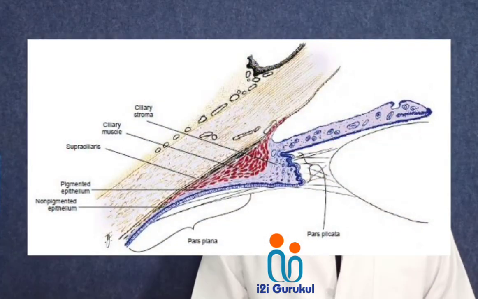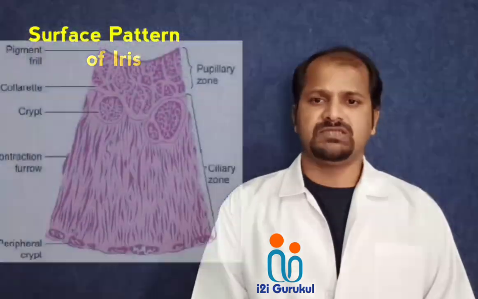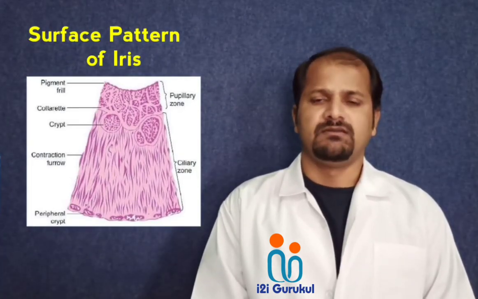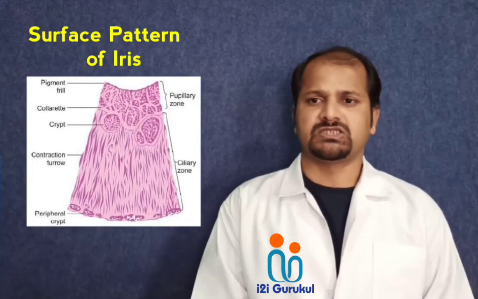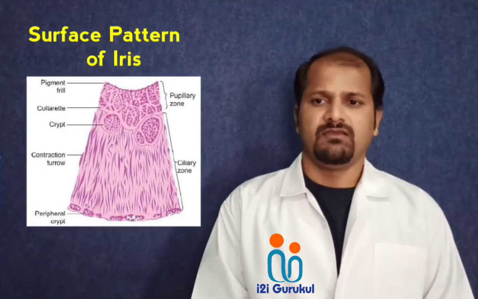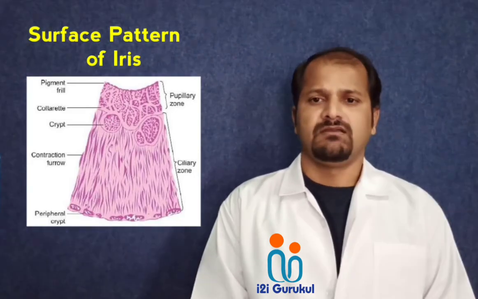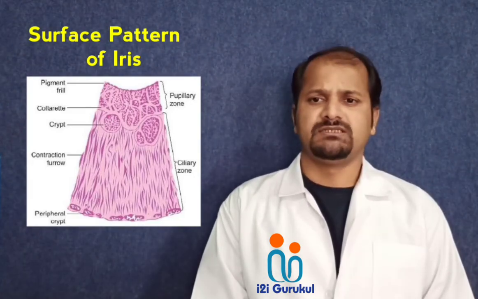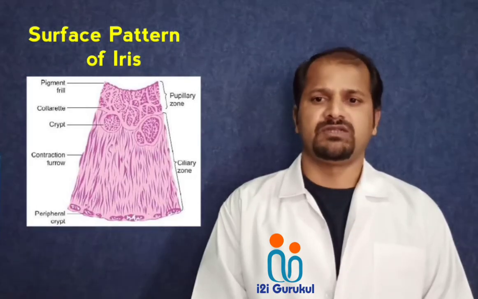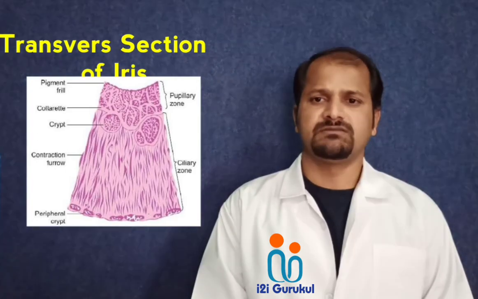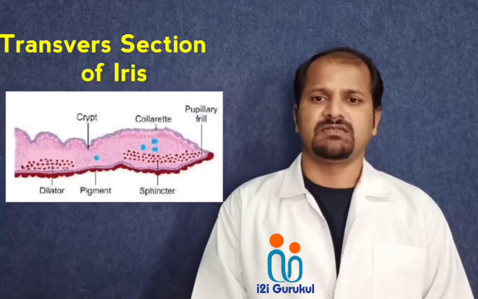Now the anterior surface of the iris is divided into two zones. The first one is the central pupillary zone and the second one is the peripheral ciliary zone. The junction of these two zones is a circular ridge called the collarette, which marks the embryonic site of the minor vascular circle of the iris, from which the embryonic pupillary membrane originated. The ciliary zone is marked by ridges and crypts, but the pupillary zone is a relatively flatter area.